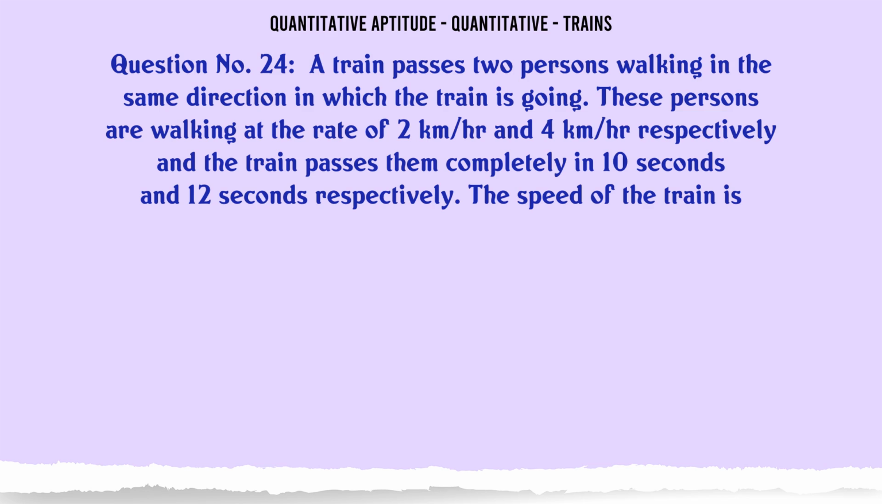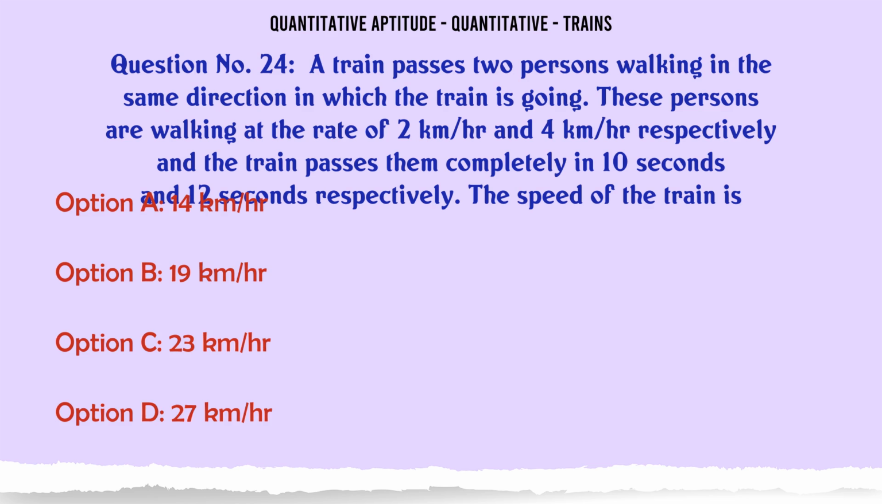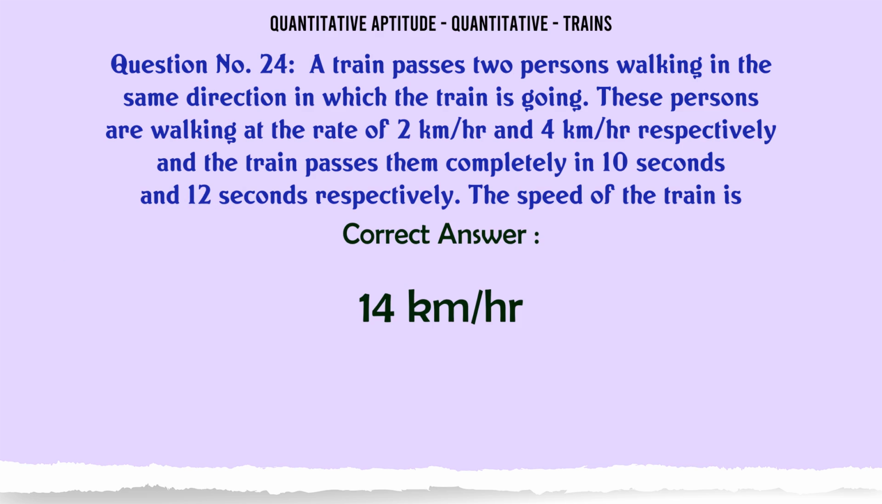A train passes two persons walking in the same direction in which the train is going. These persons are walking at the rate of 2 km/h and 4 km/h respectively, and the train passes them completely in 10 seconds and 12 seconds respectively. The speed of the train is A 14 km/h, B 19 km/h, C 23 km/h, D 27 km/h. The correct answer is 14 km/h.